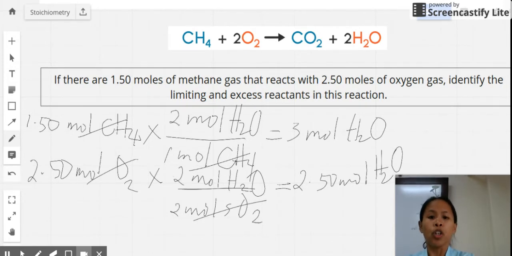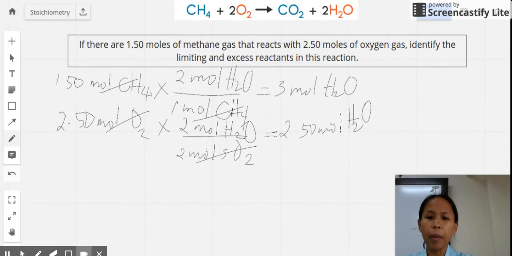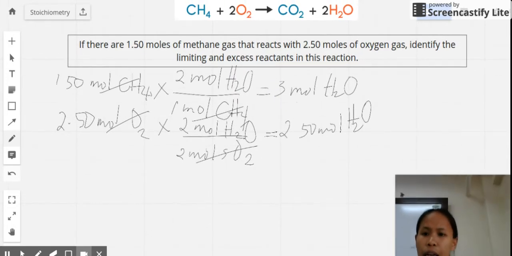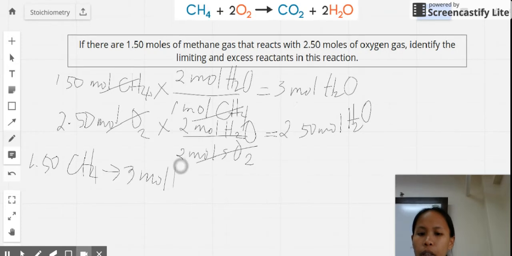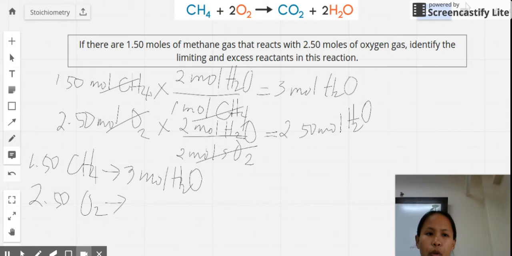Now, based on the answers, you would know that they will generate different amounts. So let's summarize this. Your 1.50 moles of CH4 generates 3 moles of water, and your 2.50 moles of O2 produces 2.50 moles of water. Sorry for the noise, it was my student. So how do we choose between CH4 and O2?